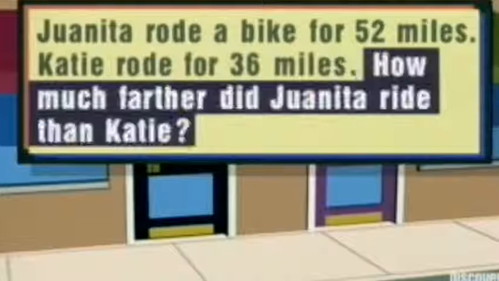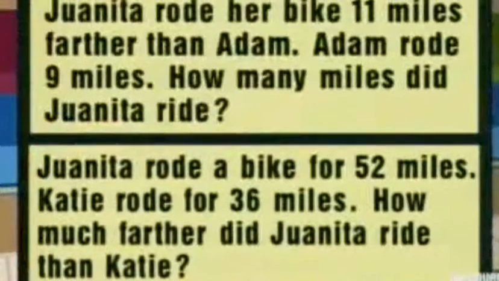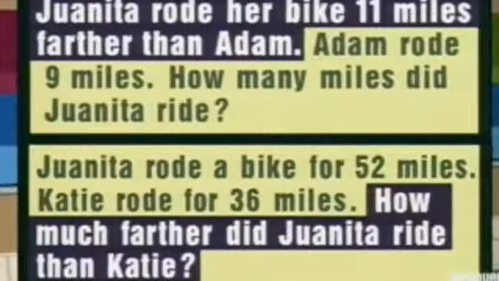The last sentence says, how much farther did Juanita ride than Katie? The last sentence tells which person is the big number. Who is the big number? Juanita is the big number again. When working problems like these, be careful. Sometimes the first sentence tells how to make the number family. In other problems, the last sentence tells how to make the number family.